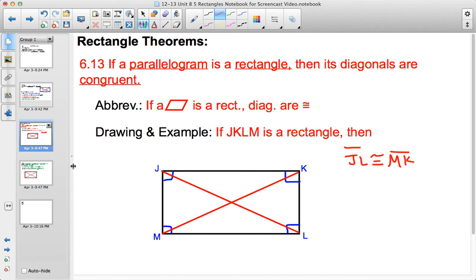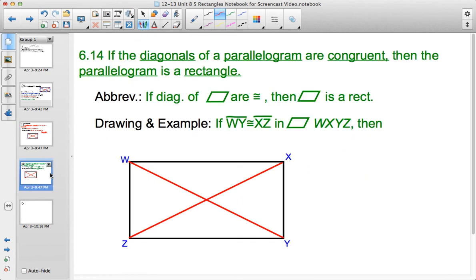And then the converse of that, if you remember back to converses from earlier in the year, and I think I spoke about it in the last lesson as well. Remember, with a converse, you take a conditional and you flip the if and then, and that's really what we're doing here with theorem 6.14. This says, if the diagonals of a parallelogram are congruent, then the parallelogram is a rectangle. So if you didn't have the other information, like the measures of the angles to know that they're all four right angles, but you knew the diagonals were congruent, then that would tell you that the parallelogram is a rectangle. That's how you could prove it.